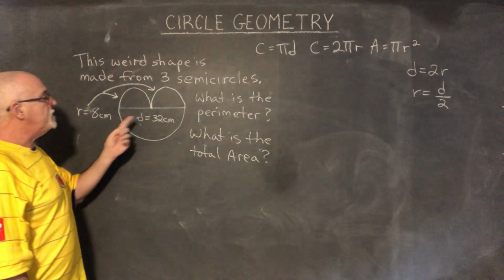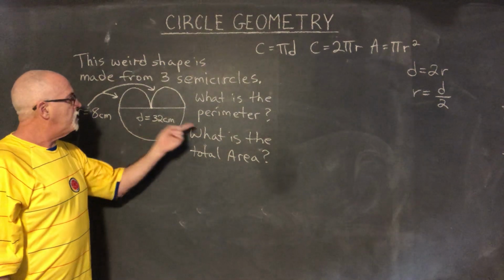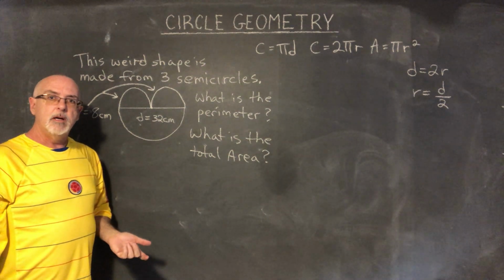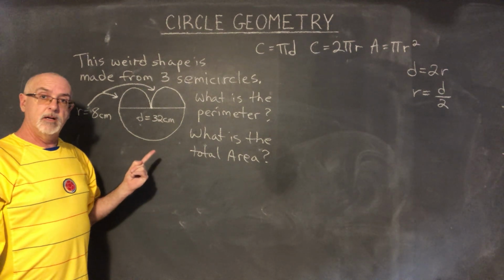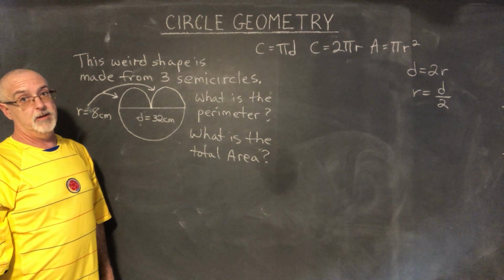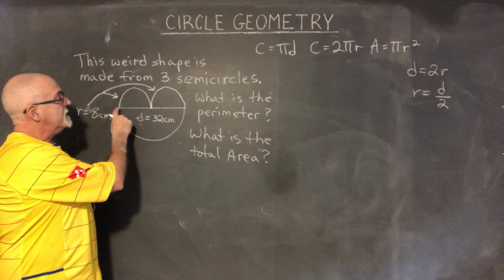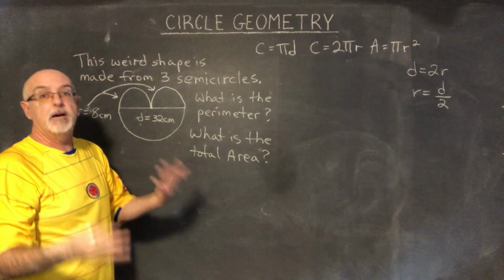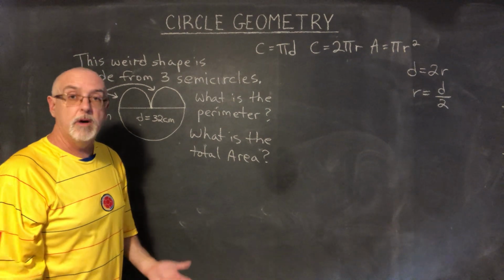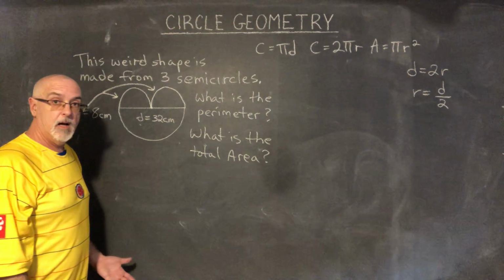We are going to find the perimeter of this shape. Now, does that mean we're finding the circumference? Not of this shape, because this shape is not a circle. So it doesn't have a circumference. But the semicircle down here is half of a circumference of a circle. So we are going to use the circumference formula.